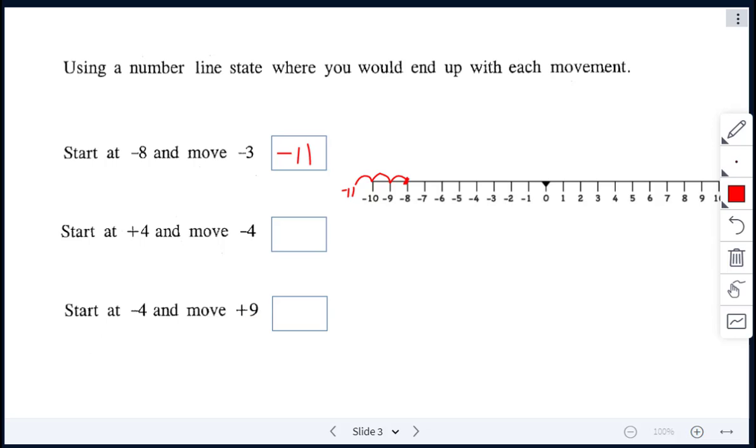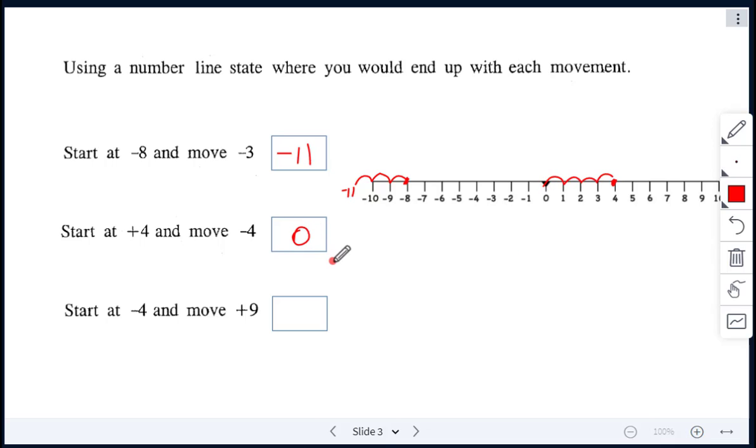All right, what about the next one? We're starting at positive 4 and we're moving negative 4. Where would we end up? All right, so for the next one, if we start at positive 4, which is here, and we're moving negative 4, we end up at 0. So 1, 2, 3, 4. We end up there at 0.